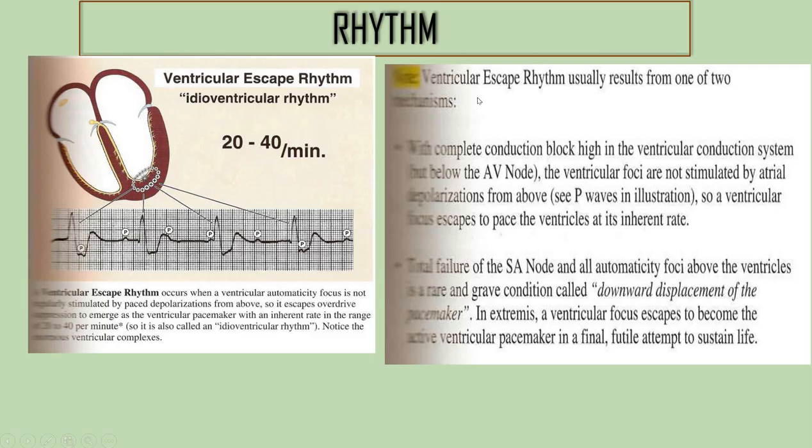Ventricular escape rhythm usually results from one of two mechanisms. With complete conduction block high in the ventricular conduction system but below the AV node, the ventricular foci are not stimulated by atrial depolarization from above. See the illustration. So a ventricular focus escapes to pace the ventricle at its inherent rate.